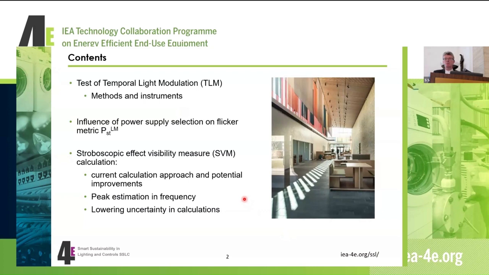The first one being the power supply selection and its rather drastic influence on the flicker metric PstLM. And the other thing that I'll touch upon today is actually the calculation of the stroboscopic visibility measure. And that has to do with the frequency analysis and where peak estimation in the frequency domain can give some calculation uncertainties. So I'll show you how we can lower these uncertainties.